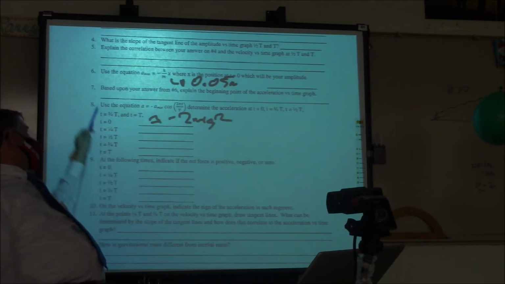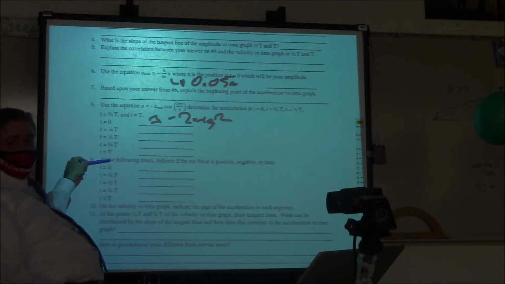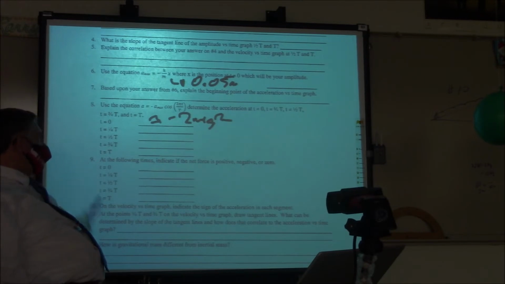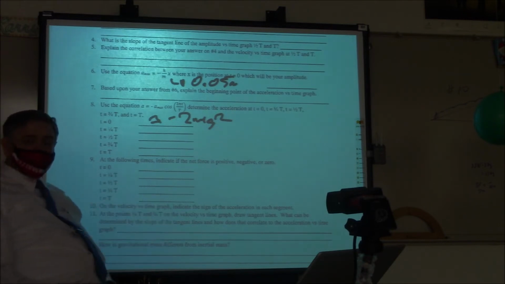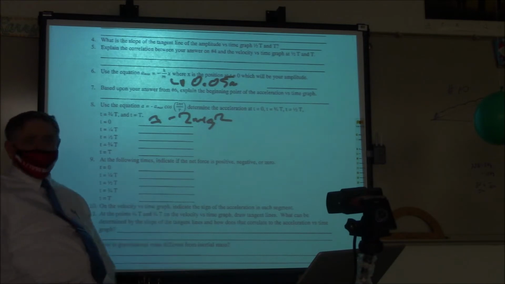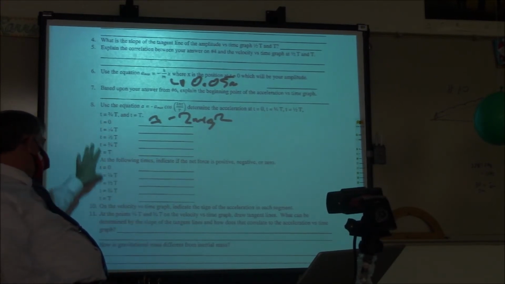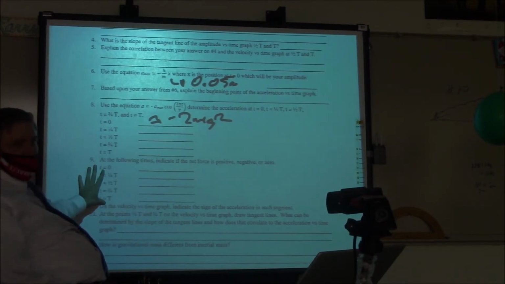So right quick, go through here, calculate this. Then on number 9, indicate if the net force is positive, negative, or 0. So guess what? At time 0, I'm going to have a negative acceleration. What's the sign of my net force? Negative. Negative. Don't make it difficult. Okay? So go ahead and do 8 and 9 right quick.